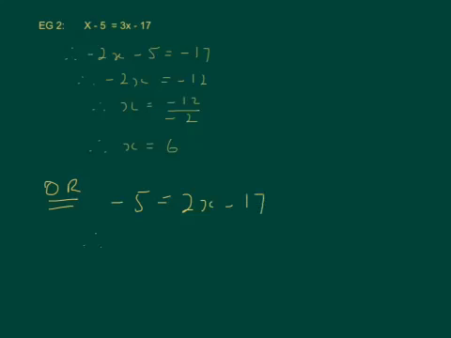Then what I can do is add 17 to both sides. So I get negative 5 plus 17 equals positive 12 equals 2x. And then I divide through by 2 to get x equals 6. But in mathematics we want the subject of the equation to be the unknown, so we just write this back to front, the other way. Therefore x equals 6. Okay, so two ways of doing that.